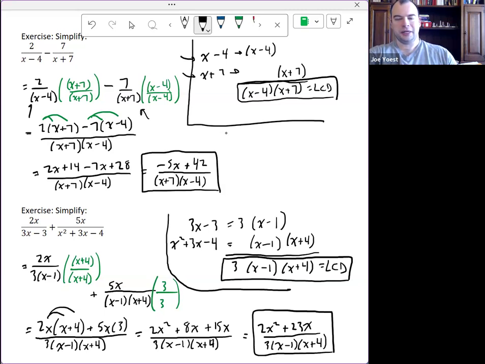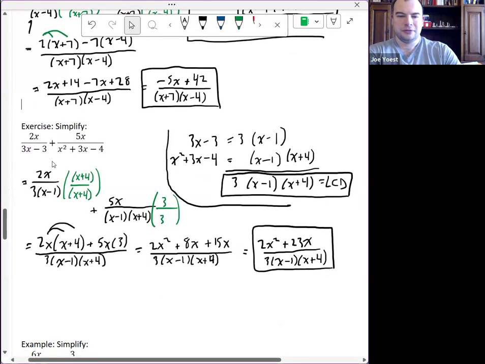Now I combine like terms. 2x minus 7x is negative 5x. 14 plus 28 is 42. So I get negative 5x plus 42 over x plus 7 times x minus 4. That numerator has no common factors that can be factored out. There's no further simplification that can be done. So this is the simplest form.